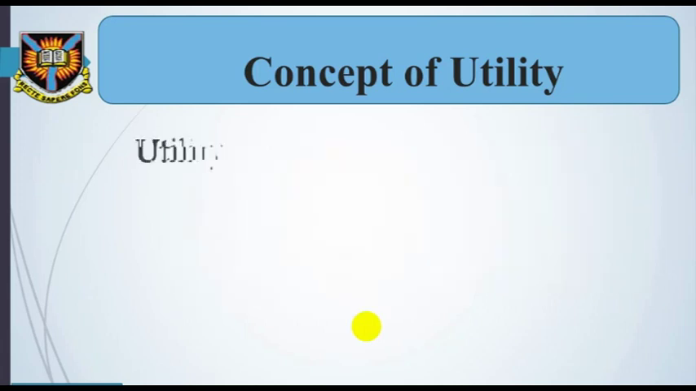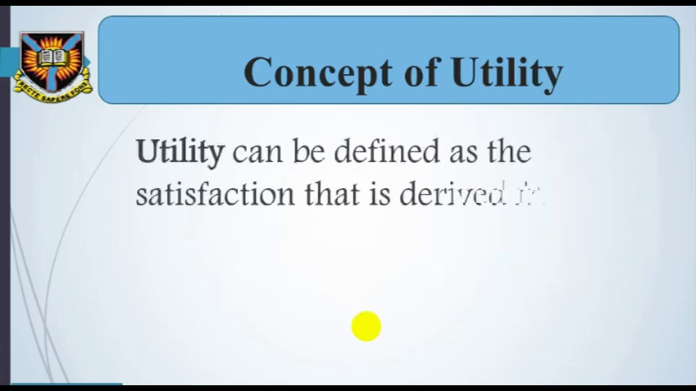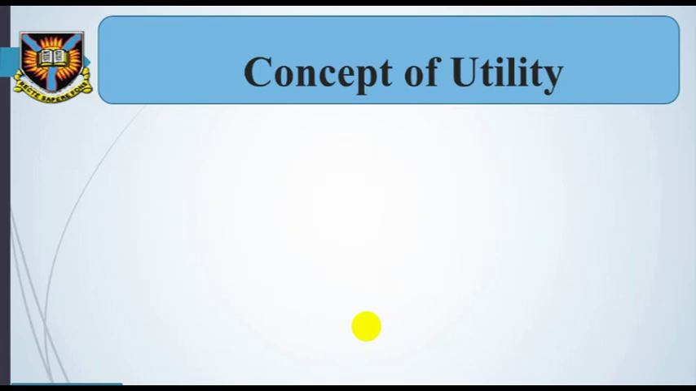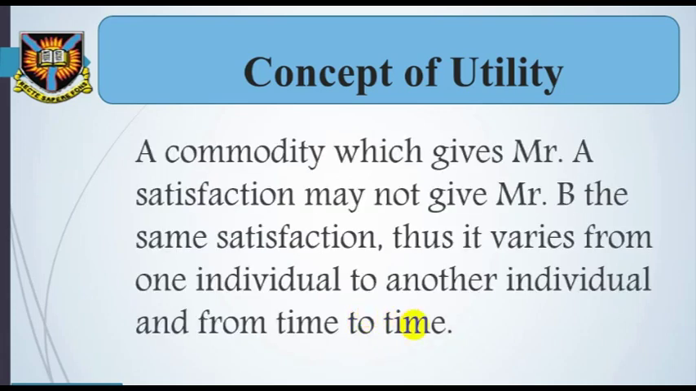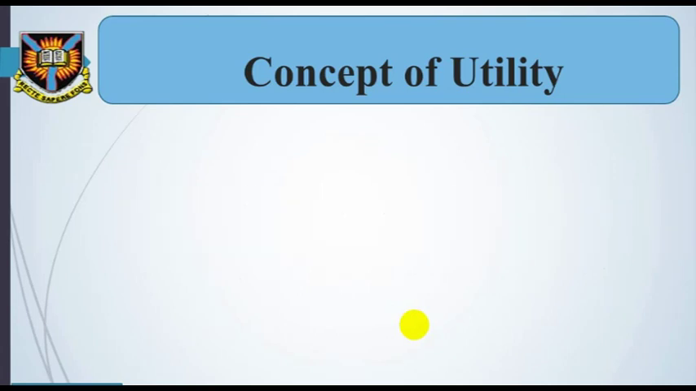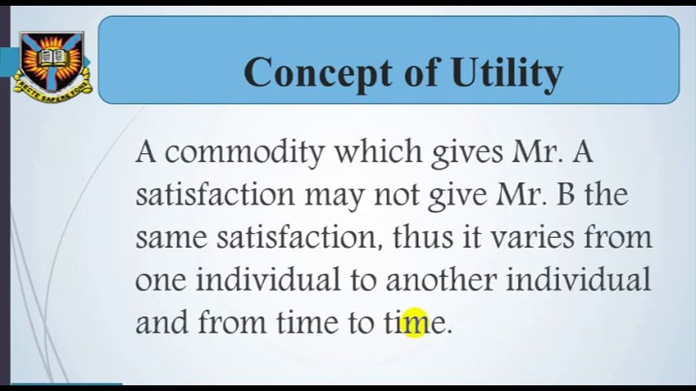There are basically two approaches to the study of utility. They are 1. The cardinal approach, and 2. The ordinal approach. The cardinal school postulates that utility can be measured either in monetary units or in subjective units called utils. The ordinal school, on the other hand, postulated that utility is not measurable but is an ordinal magnitude.